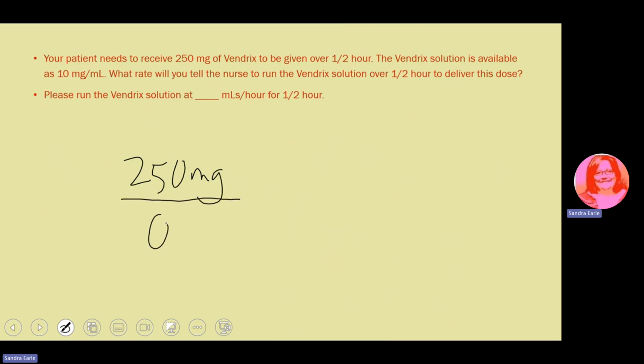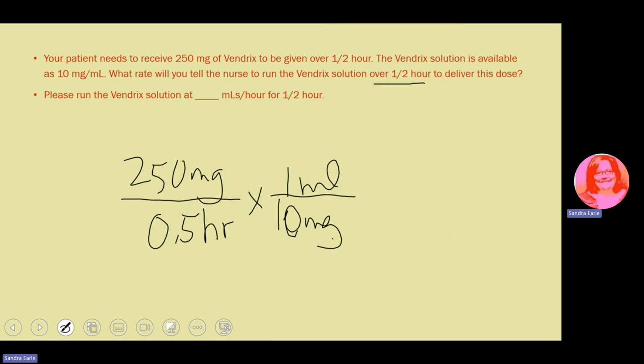All right. Your patient needs to receive 250 milligrams of Vendrix to be given over 1/2 hour. So it's given over 0.5 hours. Vendrix solution is available as 10 milligrams per ml. So we're setting this up as 10 milligrams per 1 ml. So what rate will you tell them to run the solution over 1/2 hour to deliver this dose? So it should be in mils per hour, right? So our milligrams will cancel and we'll have mils per hour. So this is exactly what we want, isn't it?